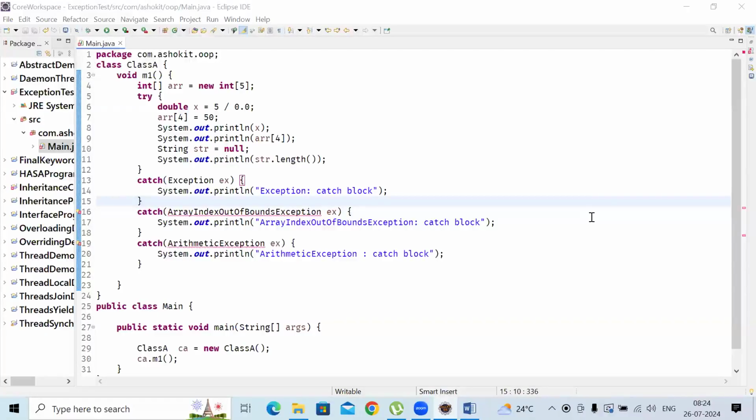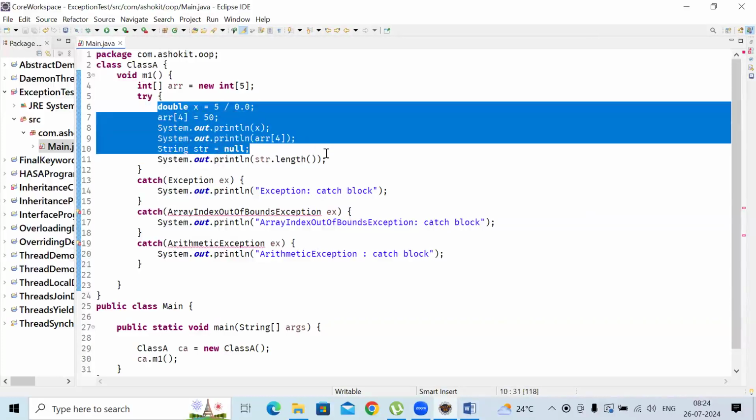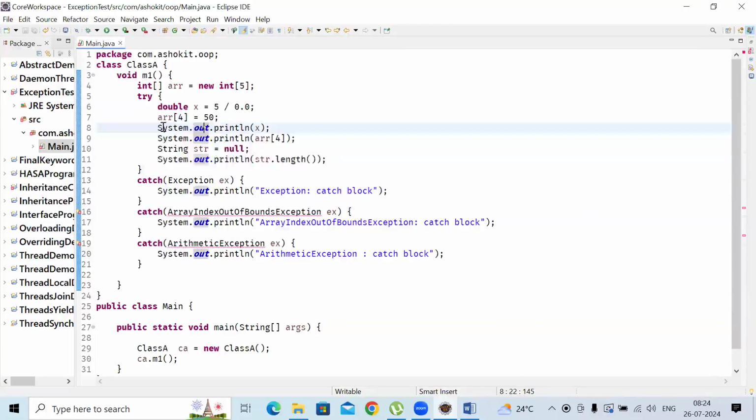Now the question is about the generic catch block. In this try block, any exception occurs from any line of code. If an exception occurs, could you tell me where does control jump? Control jumps to the first catch block, the nearest catch block. Nearest means the first one only, right?